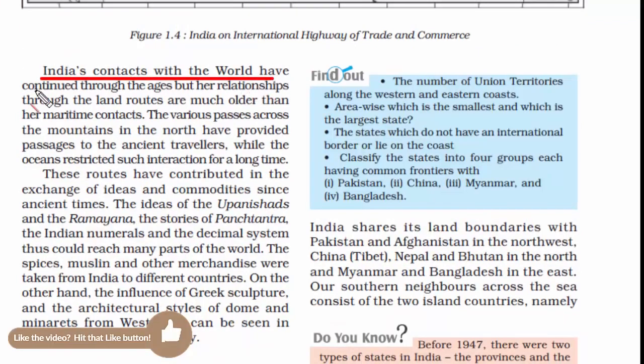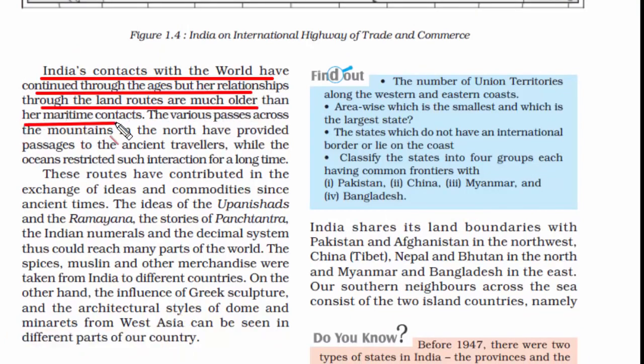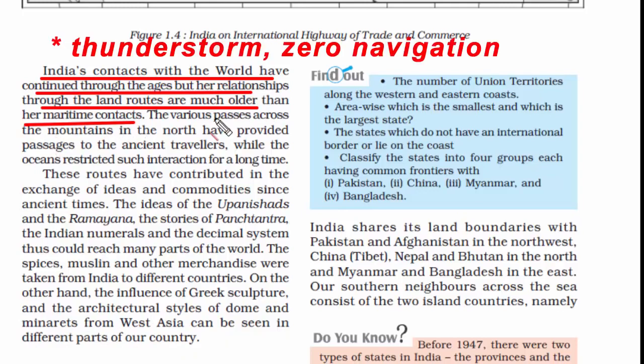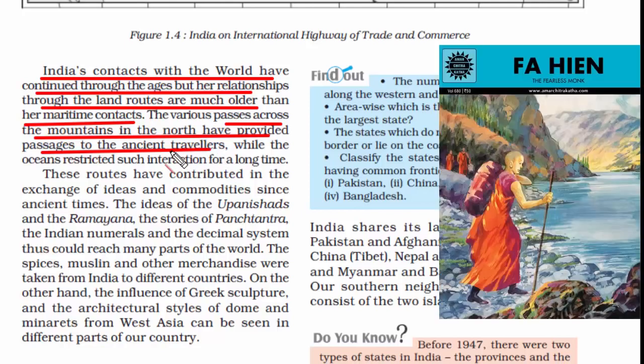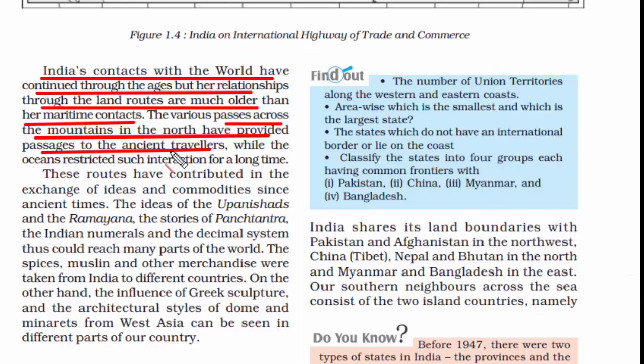India's contacts with the world have continued through the ages, and the relationship through the land routes are much older than the maritime contact. Ocean was very restricted and scary way of having an interaction with other countries. So travelers often took the land route, passing through the mountains in the north, like for example how Fahian came to India from China and other Persian dealers. So India has always been in touch with the world from ages, and it is not something that is new. So all these land routes have contributed in the exchange of ideas and commodities since ancient time.